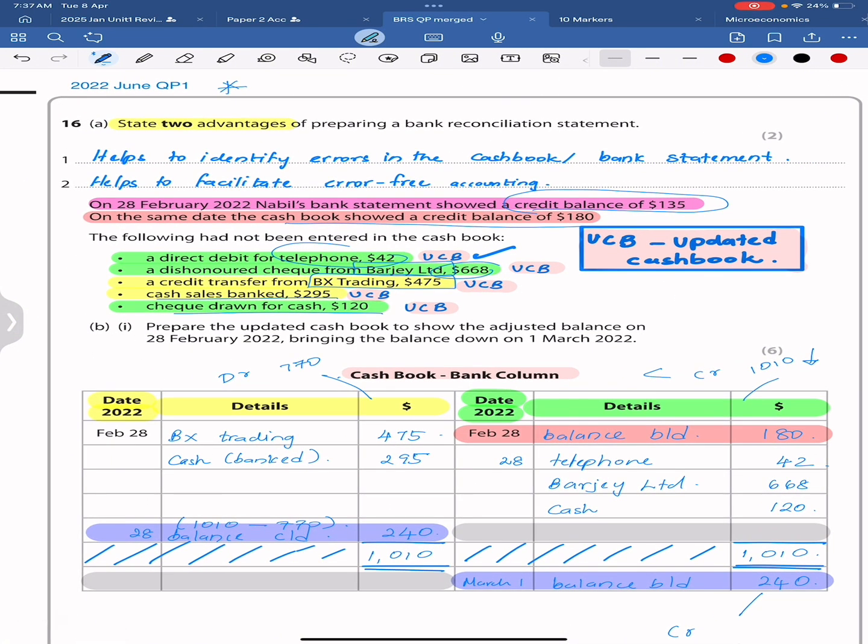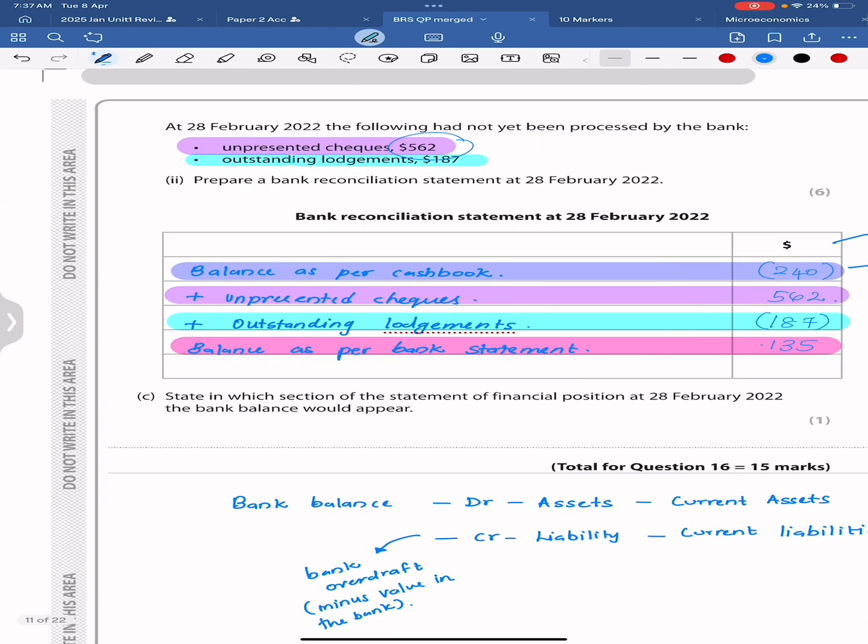We can cross-check the answer. As you can see, on 28th Feb 22, the bank statement showed a credit balance of 135. So we can check the accuracy of preparing a bank reconciliation statement.